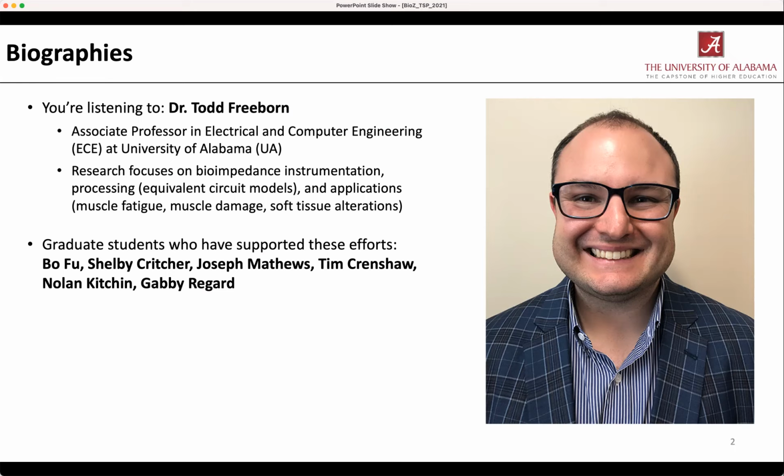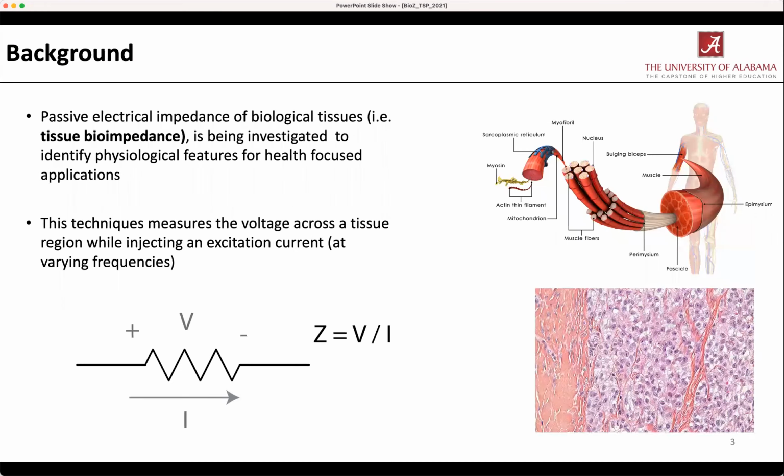I keep saying this word bioimpedance, so let's start there. As some background, the passive electrical properties of biological tissues exhibit the same electrical characteristics that the components we're used to working with, resistors, capacitors, inductors, all exhibit. So the idea is if we can measure these electrical properties of the tissue, we should be able to understand some of the underlying physiology or alterations of a tissue.